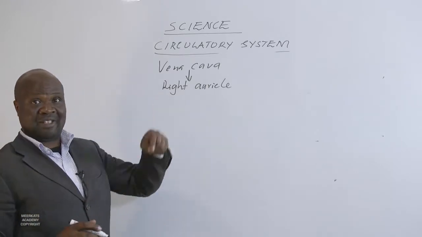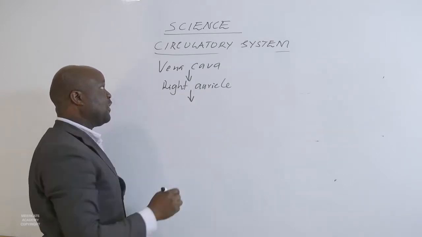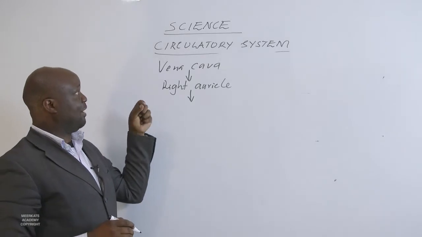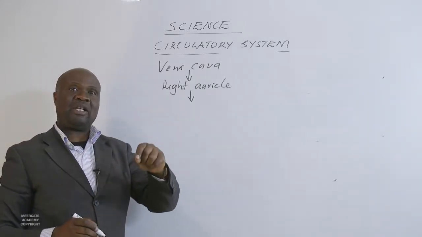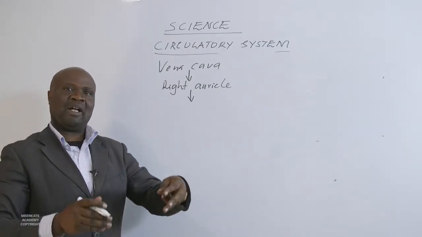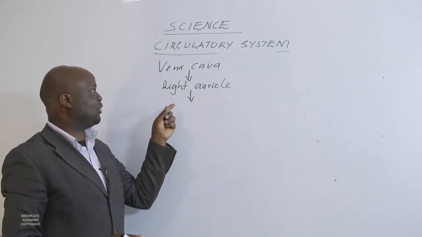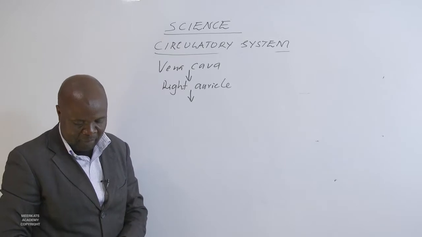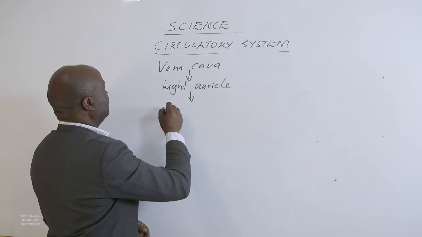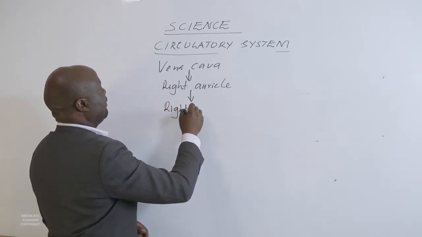So we go to the first chamber, which is the right auricle. Then when we follow the flow of the blood, it has come in via the vena cava, the main vein. From the vena cava, the blood now enters the heart through the right auricle. Now from the right auricle, it goes to the right ventricle.